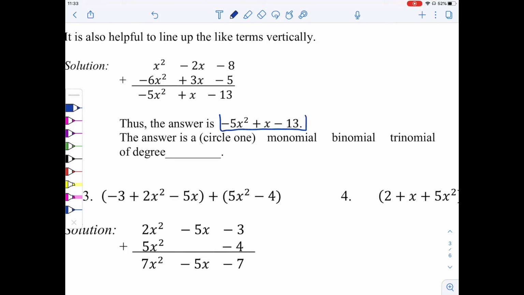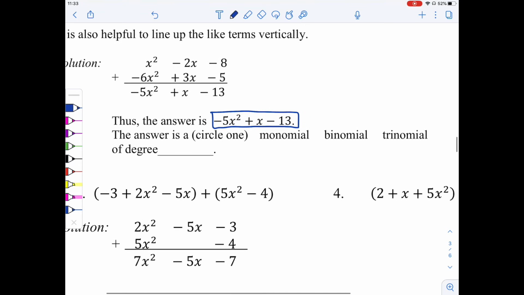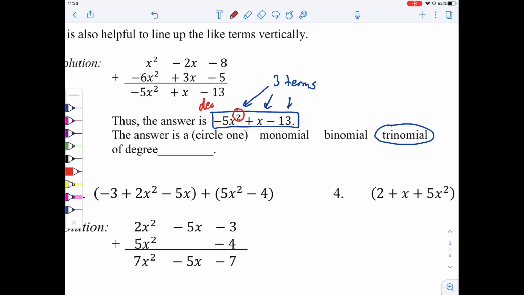So if the answer is negative 5x squared plus x minus 13, it has 3 different terms, so this is a trinomial. Right, so we have 1, 2, 3 terms. The highest power is 2, so that's your degree. So we have 3 terms, so it's a trinomial. Degree 2, because 2 is the highest power.